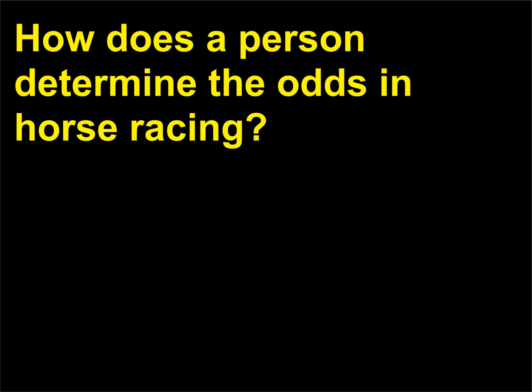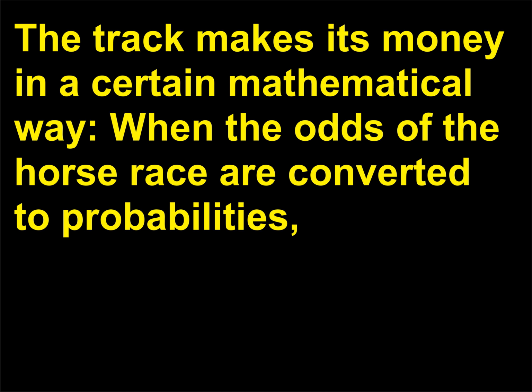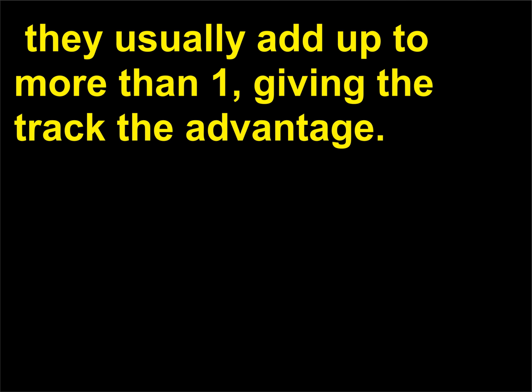How does a person determine the odds in horse racing? The track makes its money in a certain mathematical way, when the odds of the horse race are converted to probabilities. They usually add up to more than 1, giving the track the advantage.